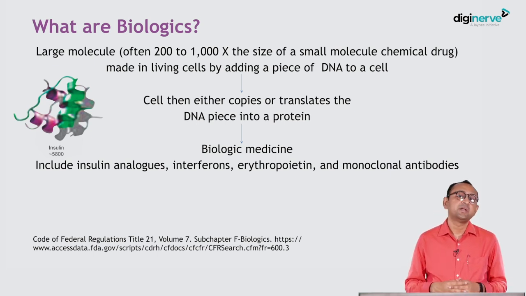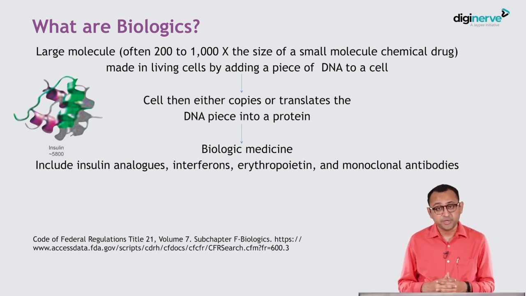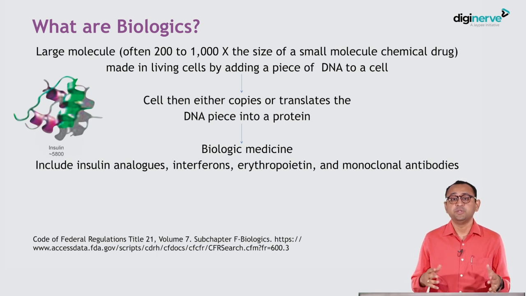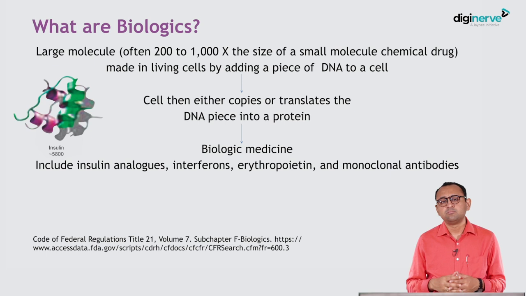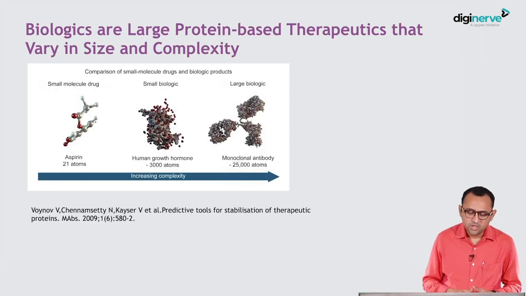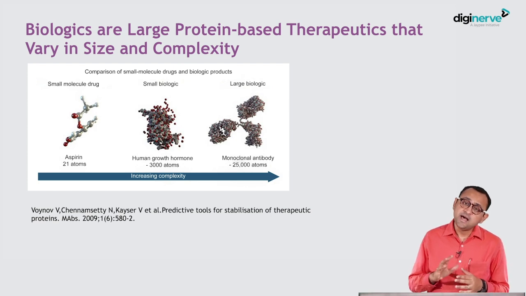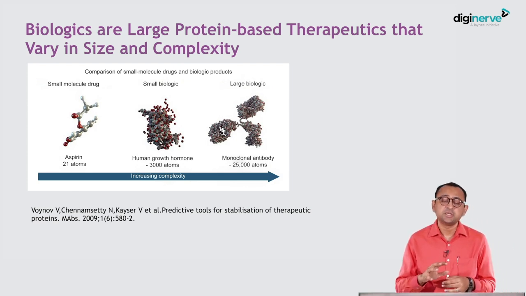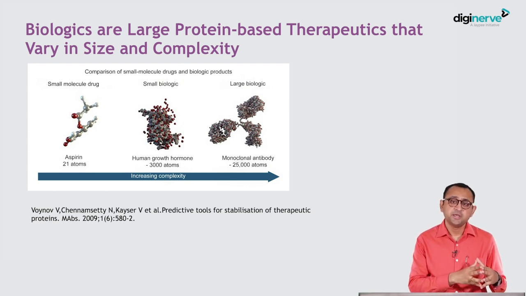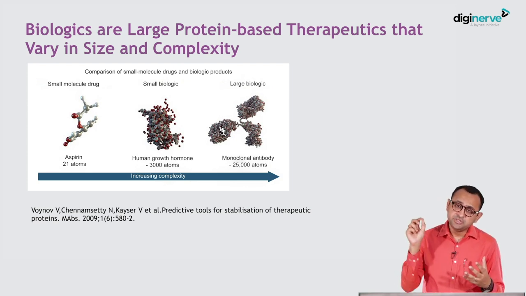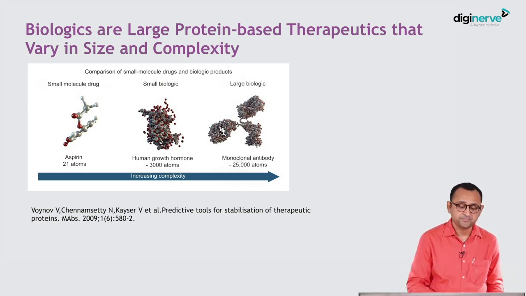So it could be different insulin analogs, interferons, erythropoietin, and nowadays we are using many monoclonal antibodies. So, all of these are biologics. As we had discussed, biologics are large proteins based on some specific protein moiety, derived by injecting DNA into specific cells; the cell will then produce that protein.